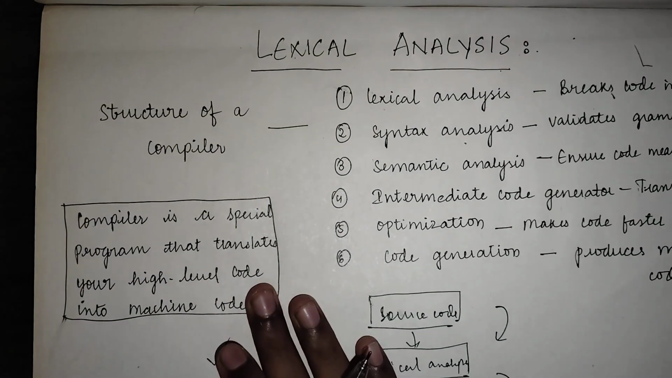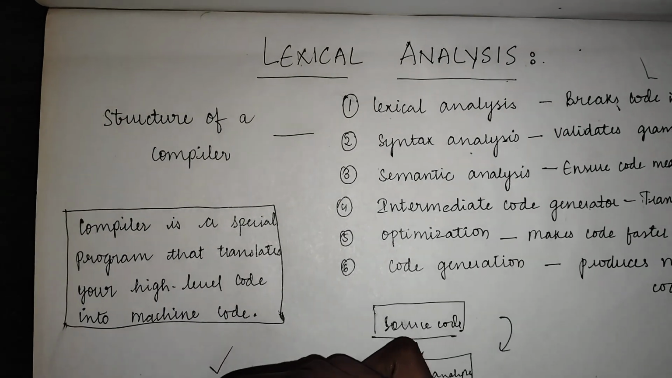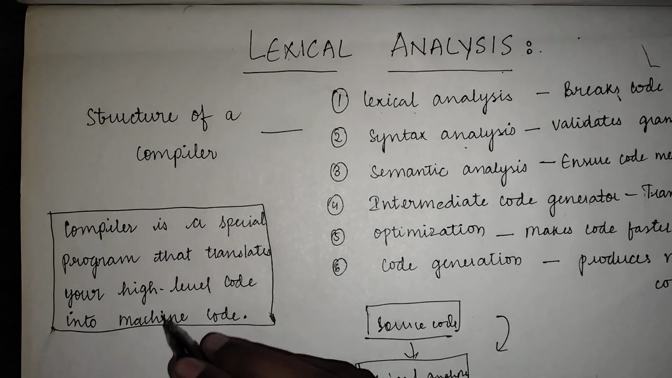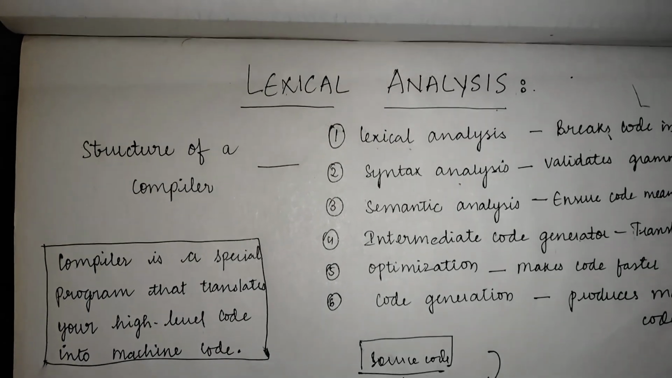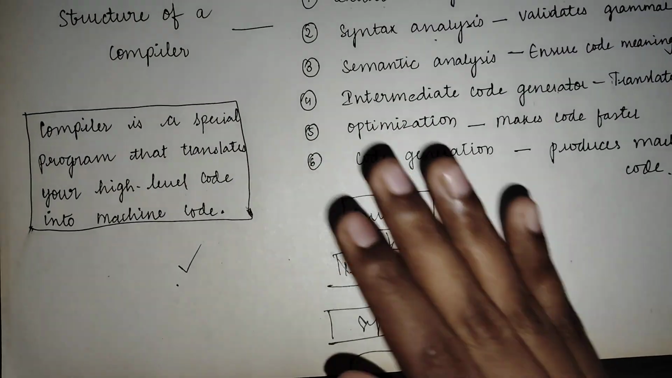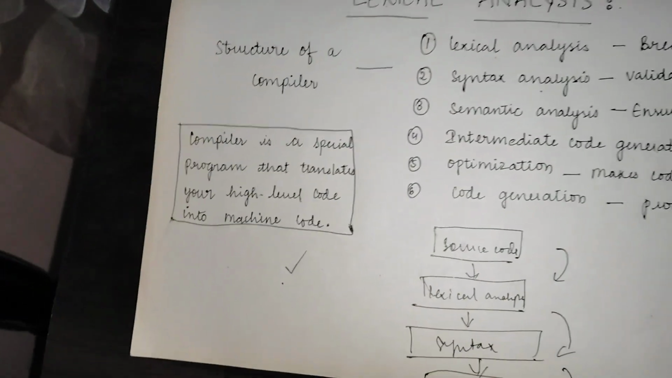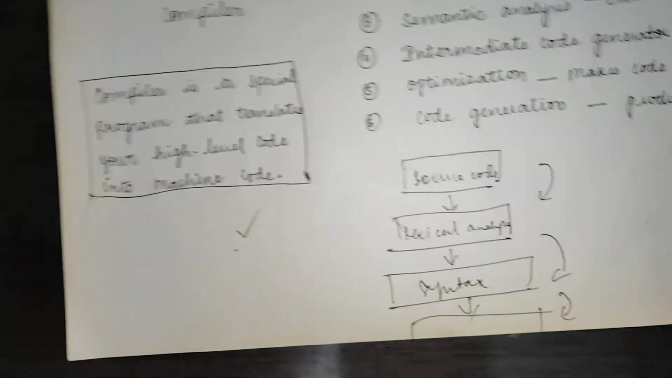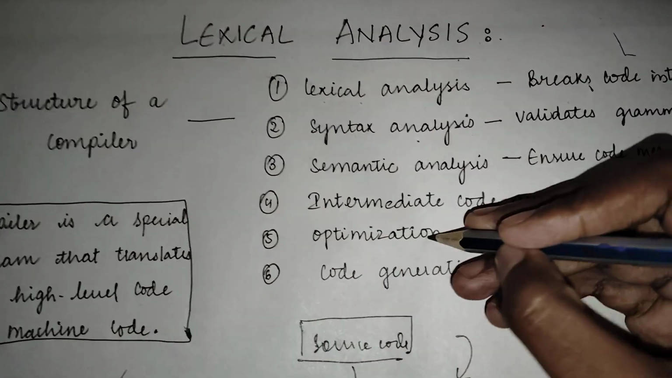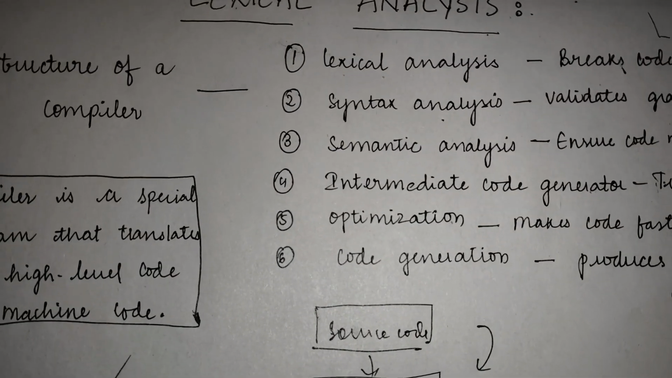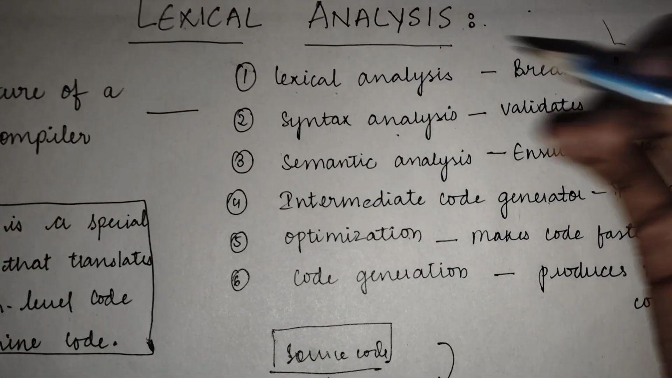Compiler design is basically a program which translates your high level program into machine code, which your computer's hardware can understand. This process involves several stages, each playing a crucial role in transforming and optimizing the code. The first one is lexical analysis, as you can see over here.